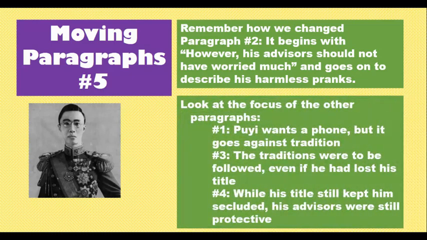All right, so I want you to think about how the other paragraphs actually have a certain focus. Paragraph 1 is about how Pu Yi wants a phone, but it goes against tradition. Paragraph 3 talks about how traditions were to be followed even if he had lost his title. Paragraph 4 says that while his title still kept him secluded, his advisors were still very protective.